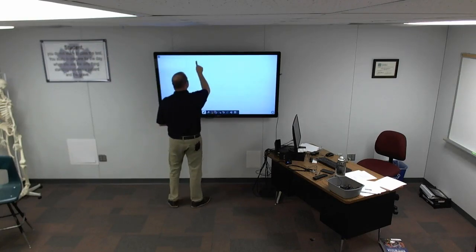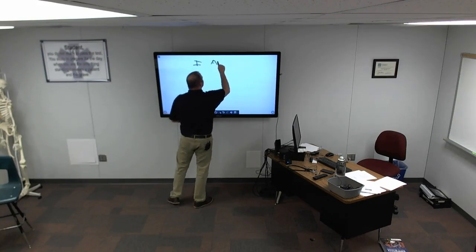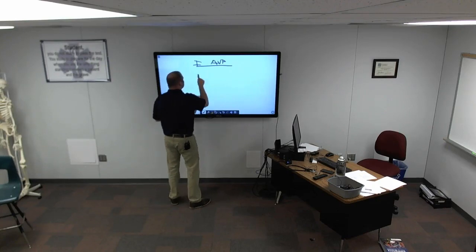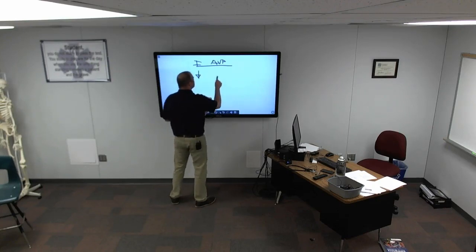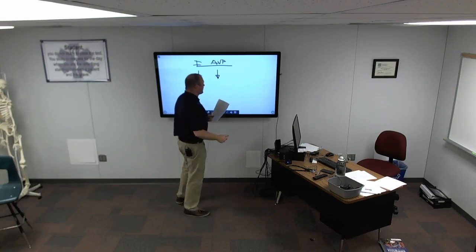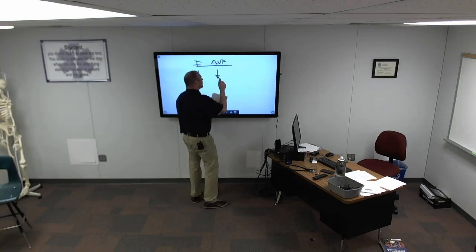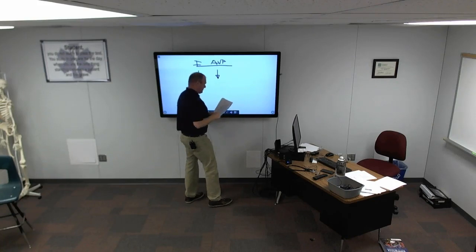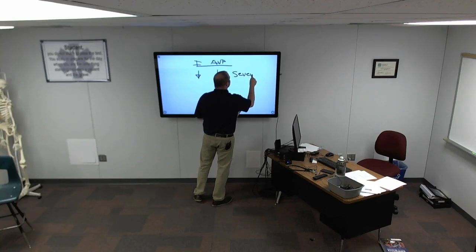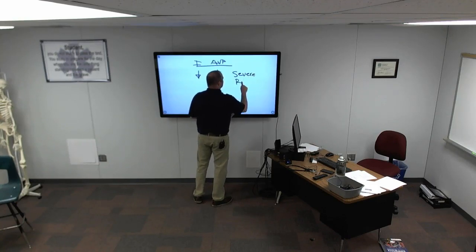And our last one, probably don't need to do that by now, but why not? Lead 1 heading down, lead AVF heading down. Not that the other two are funny, but we're just going to say they're severely messed up. Let's just say they're severe. So we have severe right axis deviation.